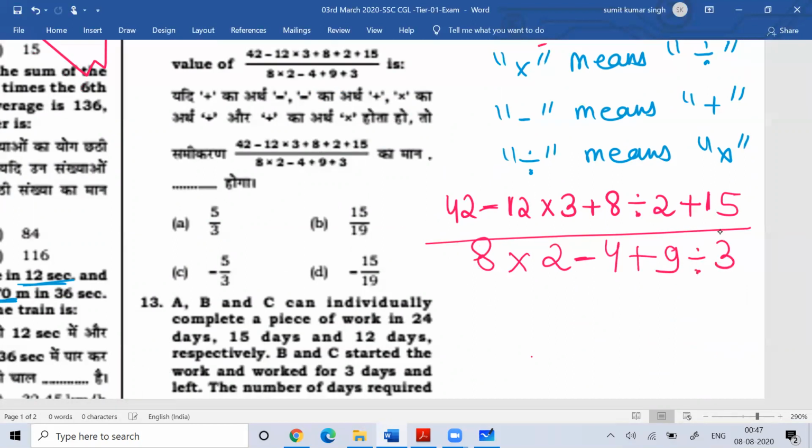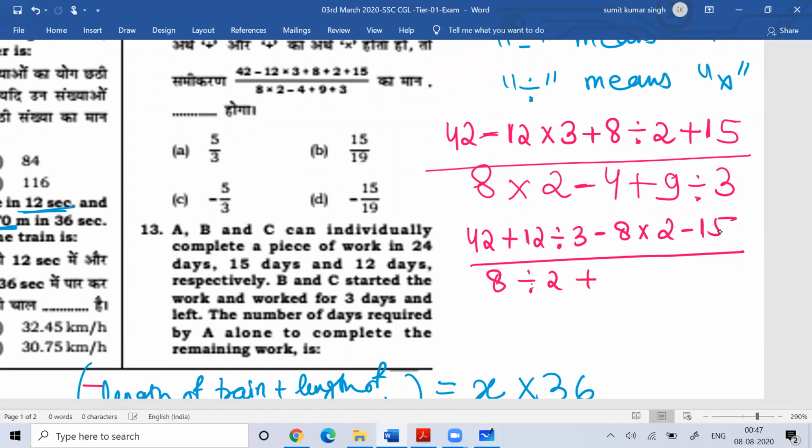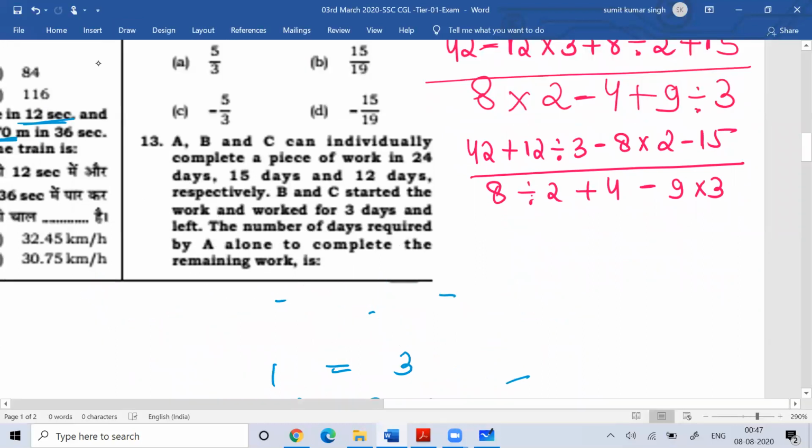Now here you know that plus means minus, minus means plus, into means divide, divide means into. So this is 42 plus 12 divide by 3 minus 8 into 2 minus 15 divide by 8 divide by 2 plus 4 minus 9 into 3. Now this is what we need to solve.